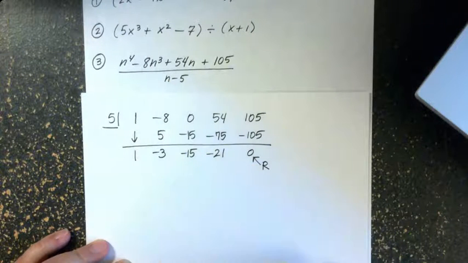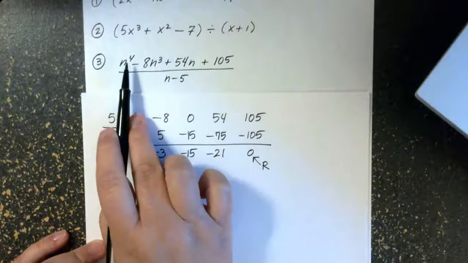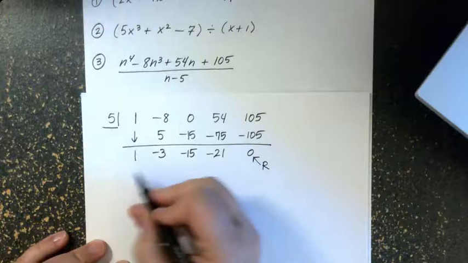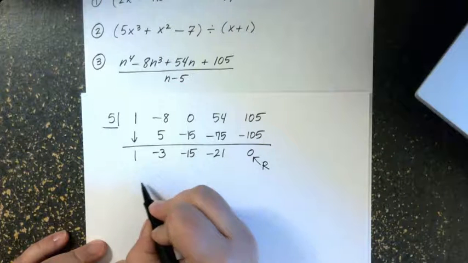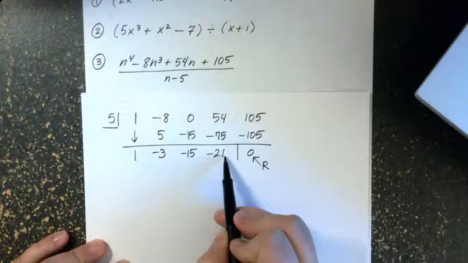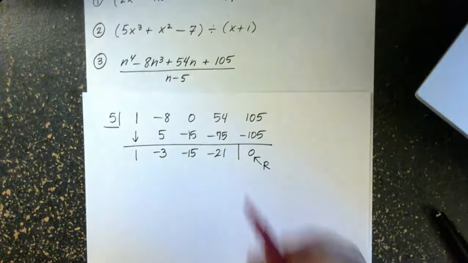handy. So that tells me that n minus 5 is a factor of this polynomial. It tells me that 5 is a root of that polynomial. And it tells me my division answer. This is the remainder. This is n to the 0. This is n to the first. Sometimes we like to just write it right there in line with where it is.